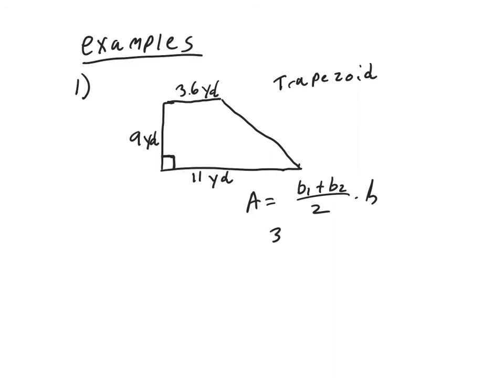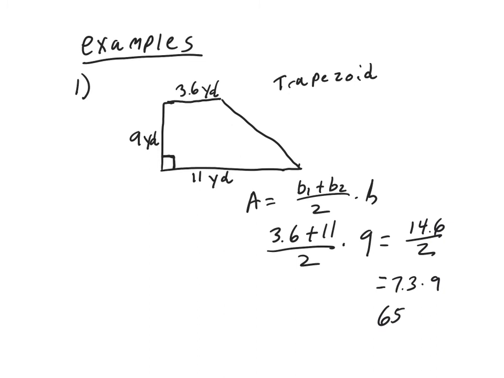So base 1 would be 3.6, base 2 would be 11, and then the height would be 9. So we'll do 3.6 plus 11, we're going to get 14.6, and then divide that by 2, makes 7.3, and then times 9 gives me 65.7, and yards, so it's square yards.